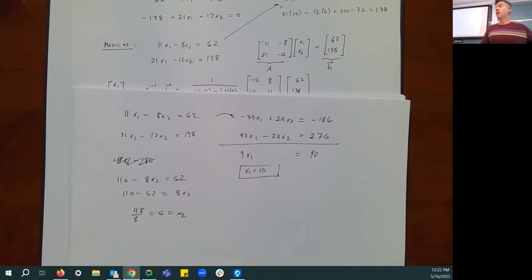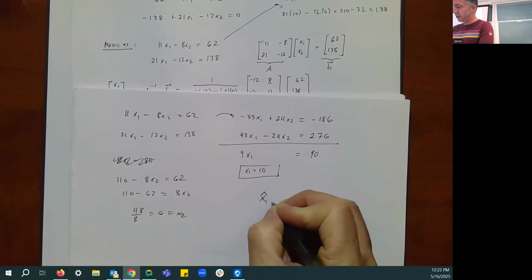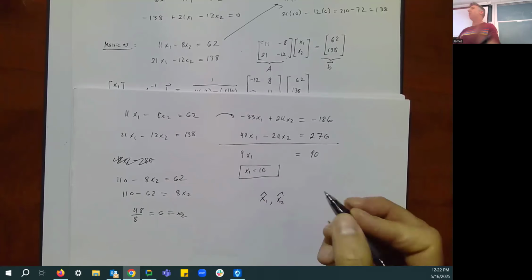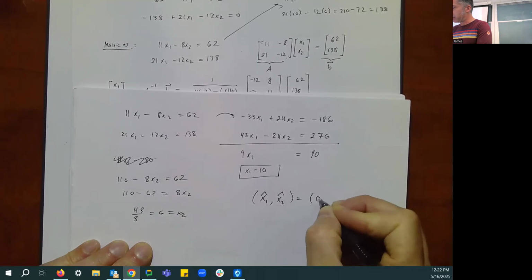What was the question? Find the equilibrium. So we found the equilibrium, and I would write my equilibrium as x1 hat, comma x2 hat, because that's the notation we often use for equilibrium, is 10, comma 6.